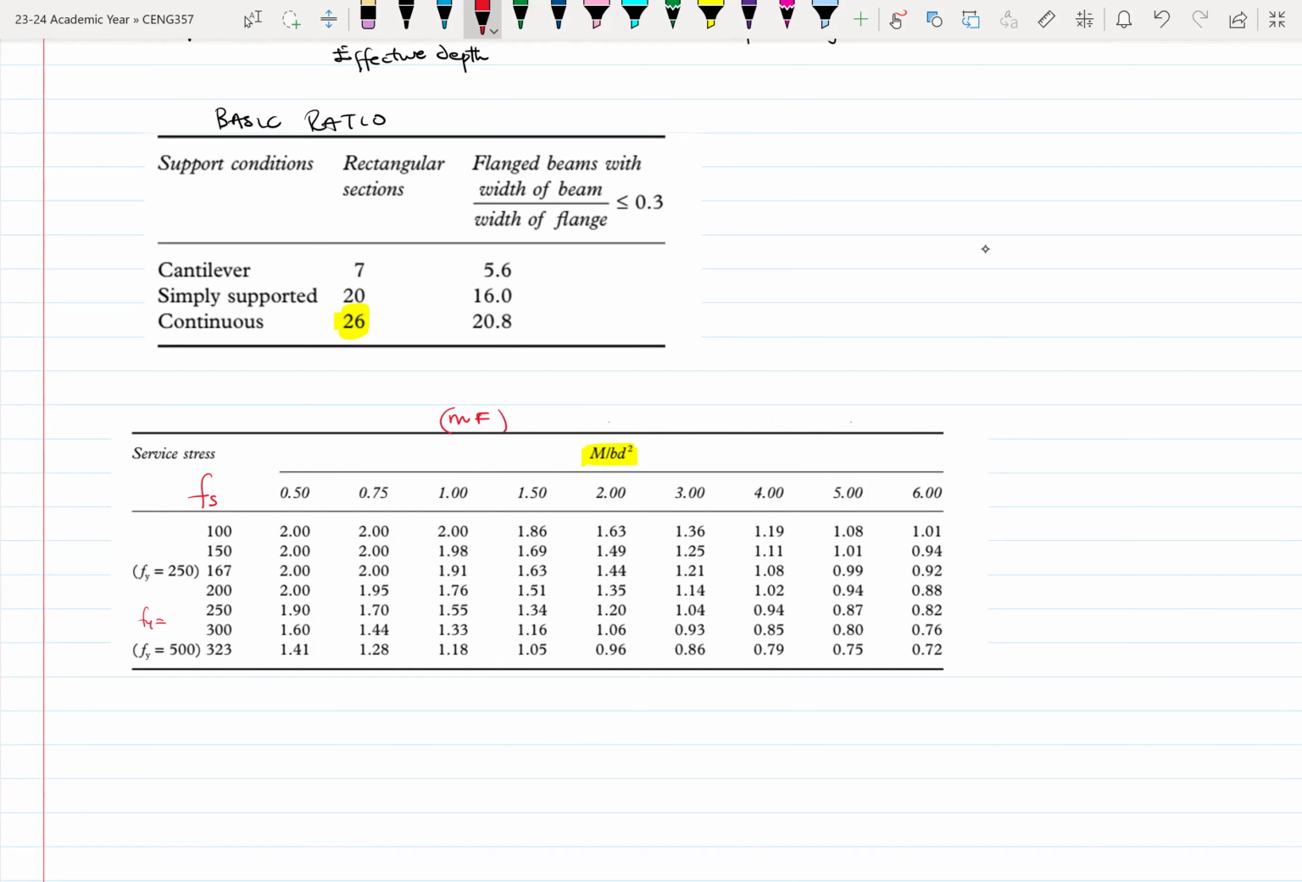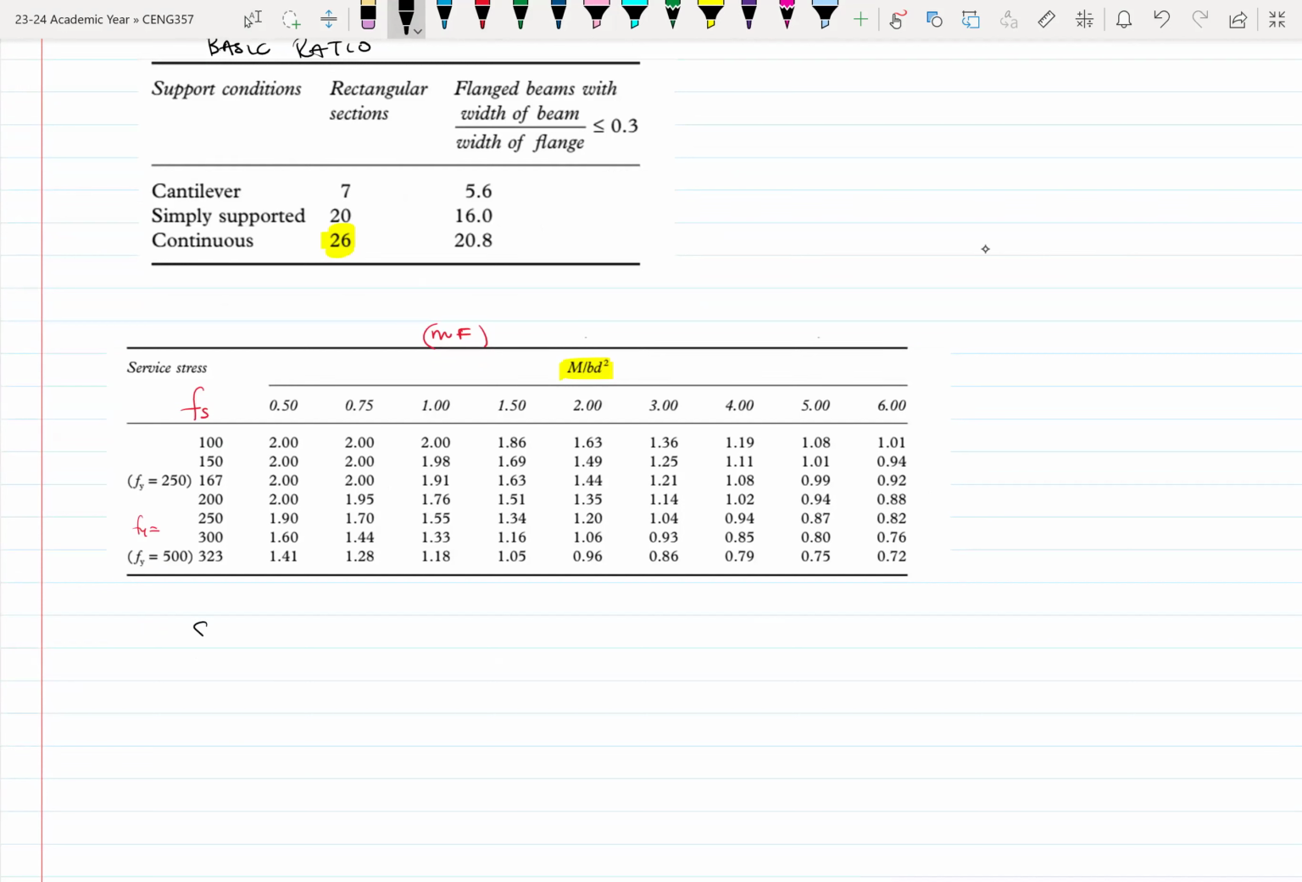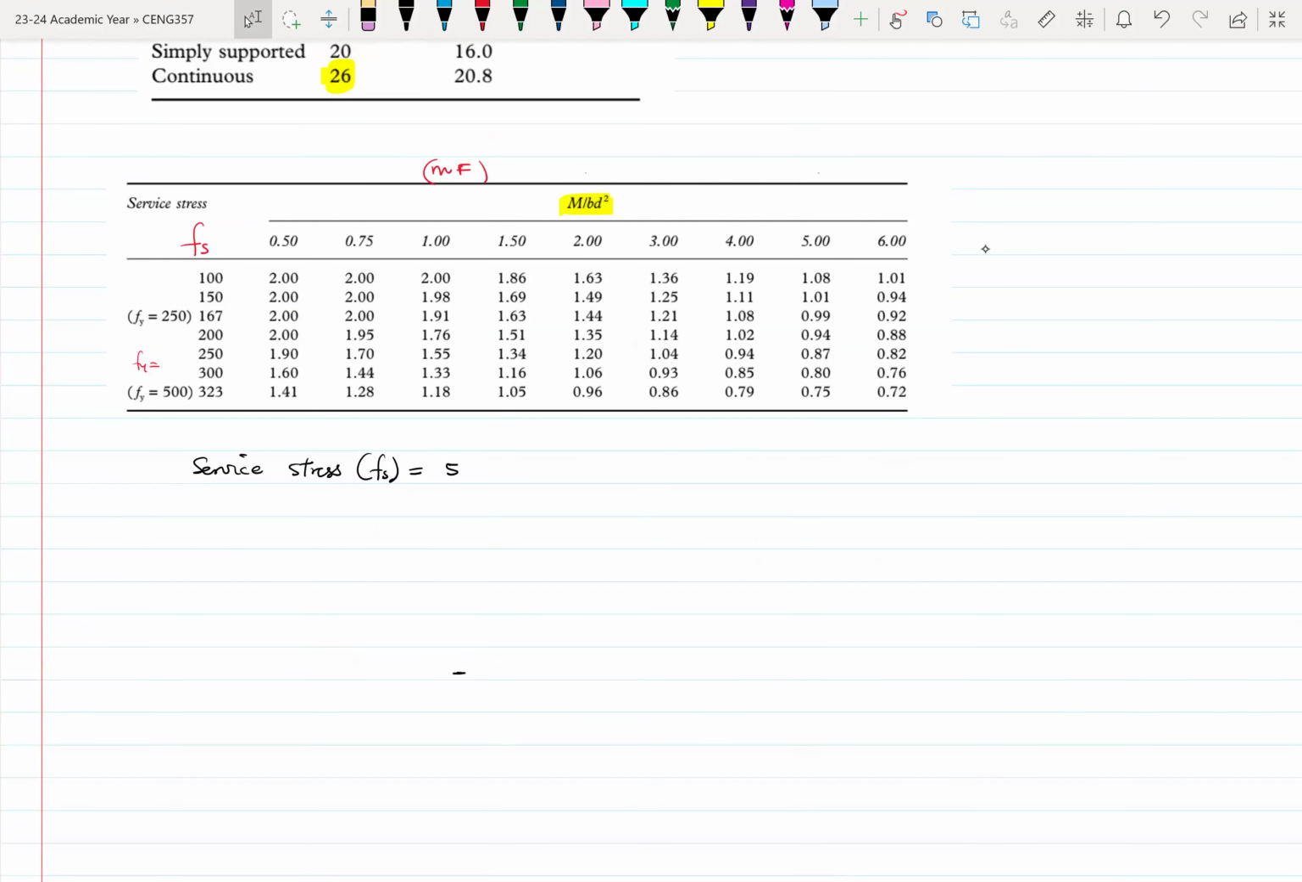The other option would be to use an equation. The equation for finding our service stress: Fs will be equal to 5 over 8 times Fy times the As required over the As provided. So 5 over 8, our Fy is 460.